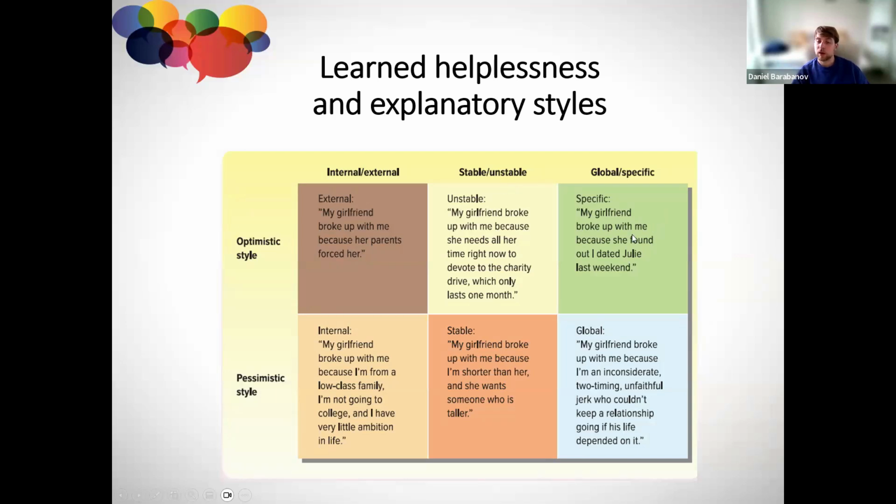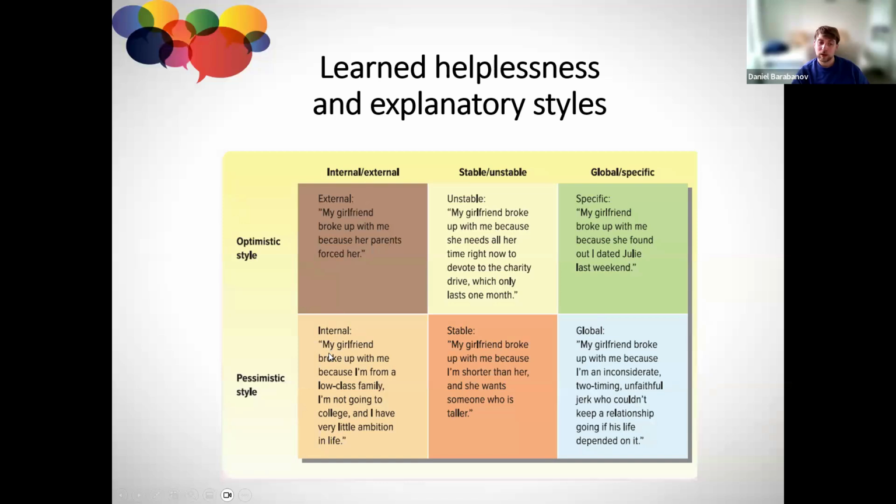And specific: my girlfriend broke up with me because she found out I dated Julie last weekend, right? Just because of this situation. So I'm generally okay, I just shouldn't do like that. Very funny examples, actually. So pessimistic style is different.